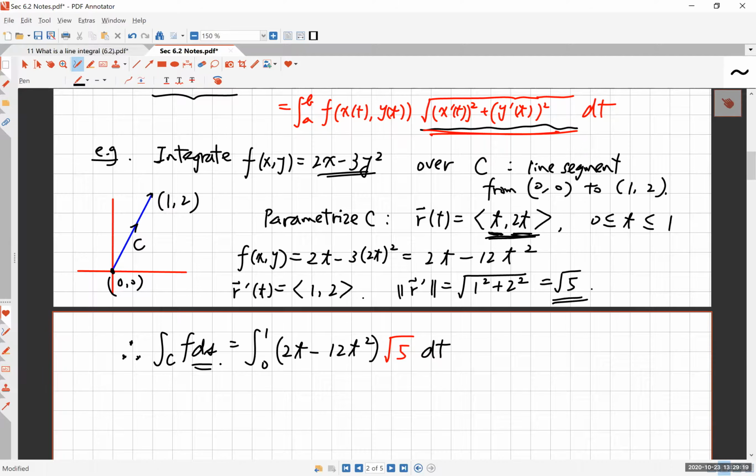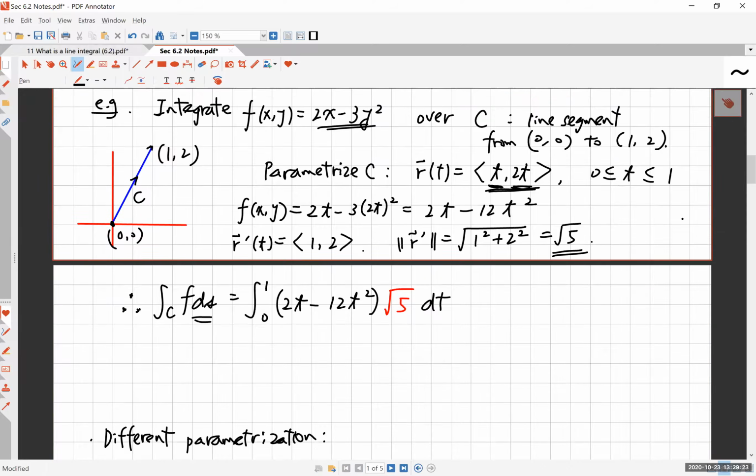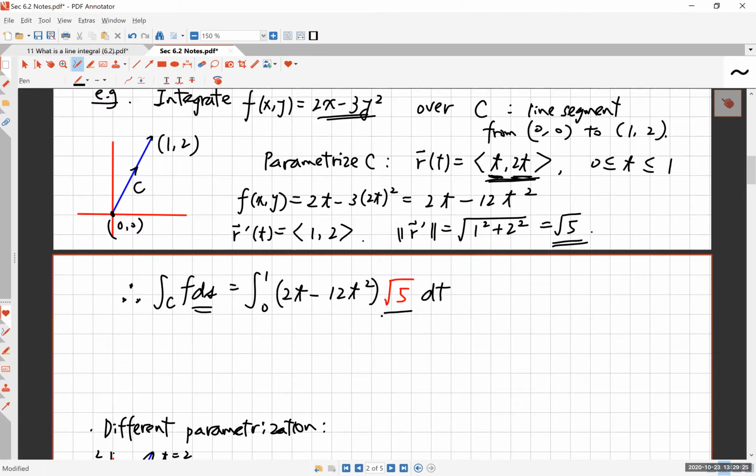This ds is just really a messy thing to figure out. So you change everything in terms of t, and when you do that, this is sort of a byproduct that we have to include, because in this case, ds is the square root of 5 times dt. The rest is easy. Let's put the square root of 5 in the front. 2t becomes t squared, and 12t squared becomes 4t cubed, right?